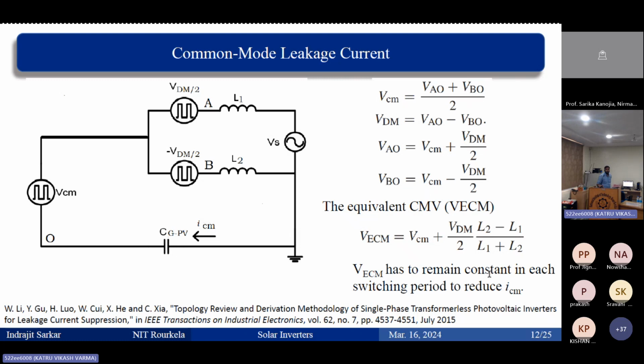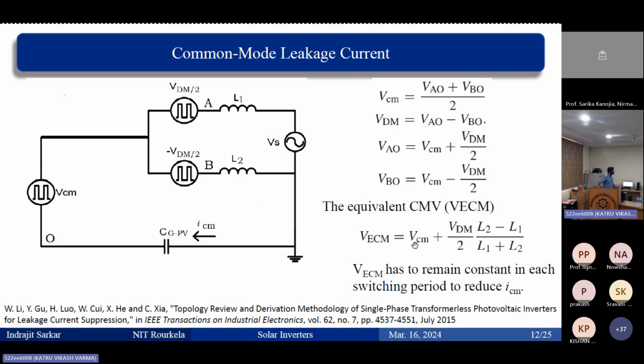Now how can it be minimized? You see L1 L2 divided by L1 plus L2. If we make L1 equal to L2, what will happen? This term will become 0. If we make L1 and L2 similar, almost similar, because you cannot make them absolutely similar, with similar and equal values of L1 and L2, then the portion of leakage current due to the differential mode voltage will become 0. So this differential mode voltage component will become 0, and there is no leakage current because of differential mode voltage.